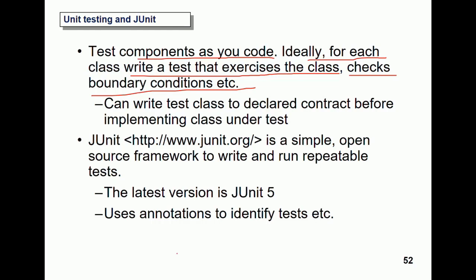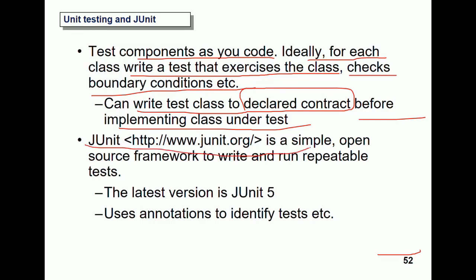So ideally, what you want to do is write the test class to the declared contract. So the contract basically means your interface before implementing the class under test. So what you do, somebody's provided you with an interface or a description of the different methods that need to be implemented. So you take the interface and you implement the test class first, and then you start implementing the interface and the various methods. Okay, so that's the correct way to be writing computer programs.